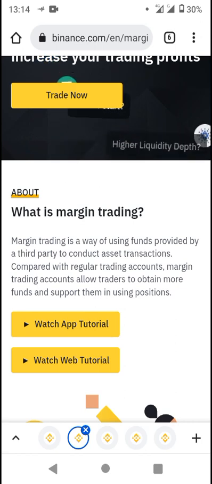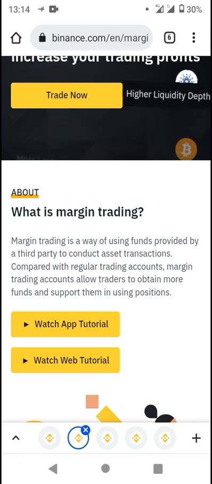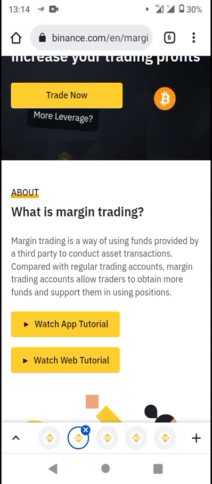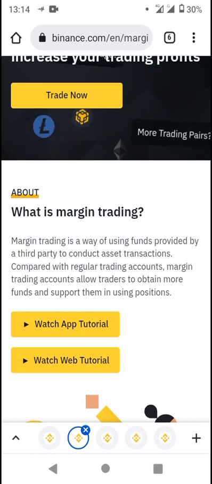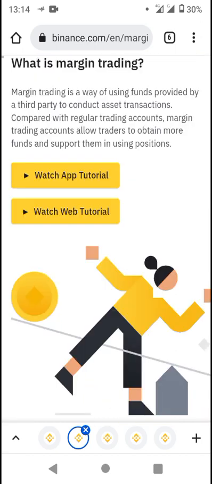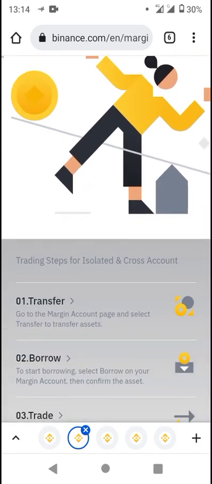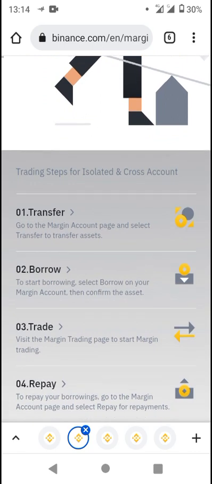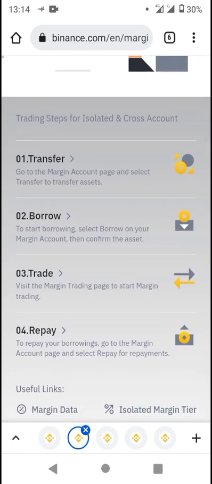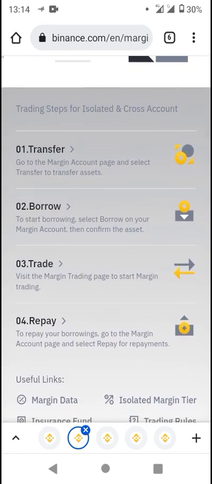Compared with regular trading accounts, a margin trading account allows traders to obtain more funds and support them in using positions. Binance margin trading amplifies trading results so that traders are able to realize larger profits on successful trades. Binance margin trading is divided into isolated trading or cross-account trading, and this trading can be done in just 4 simple steps.